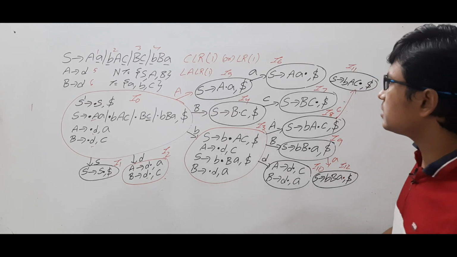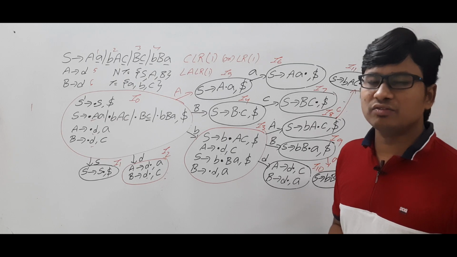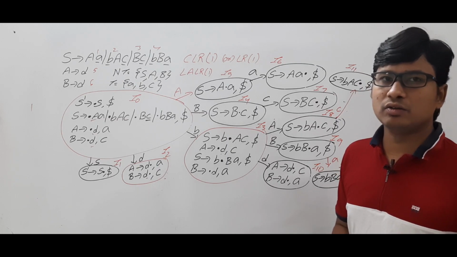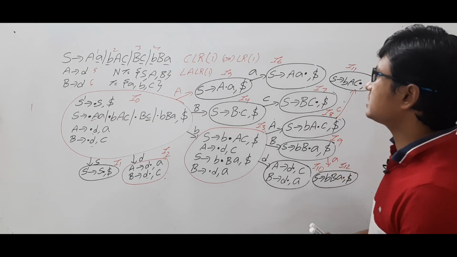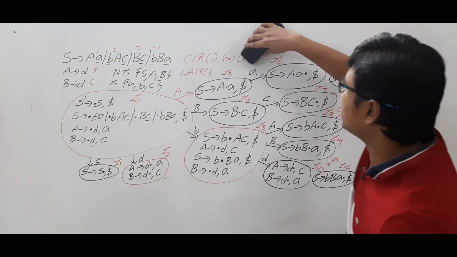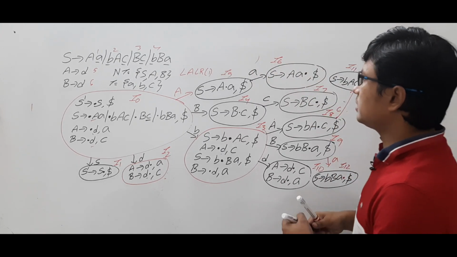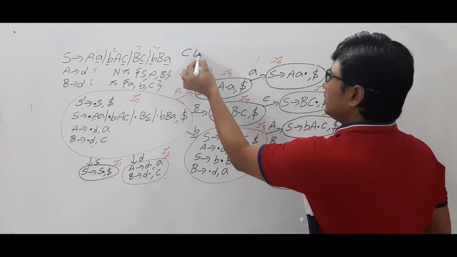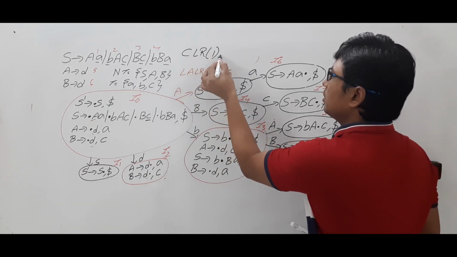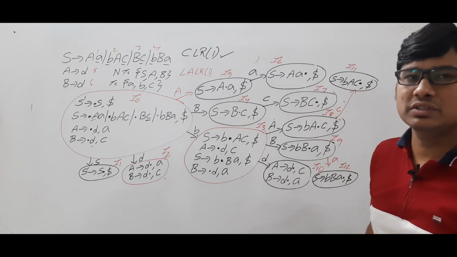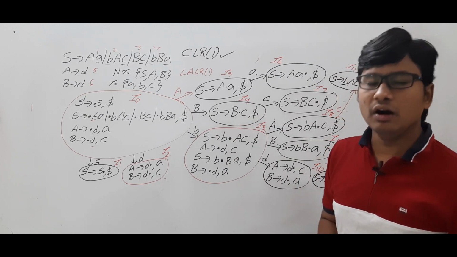So as there is no SR conflict and no RR conflicts, I can say that the given grammar is CLR1. Is it clear? So I can say that the given grammar is CLR1. Now we need to check whether it is LALR1 or not.